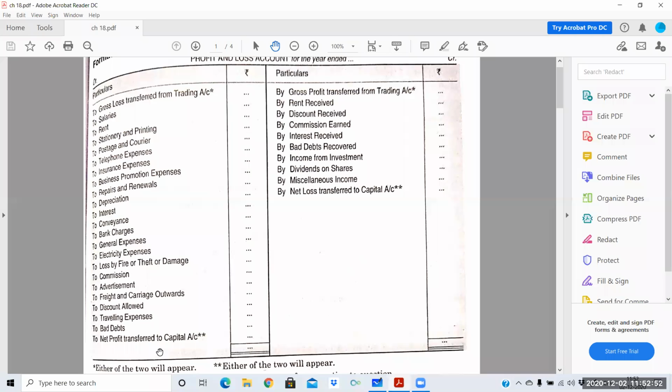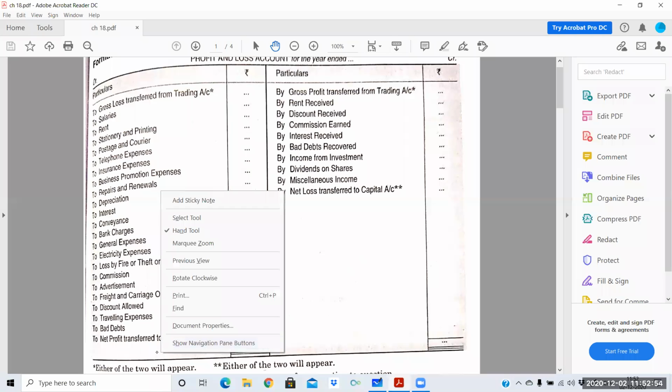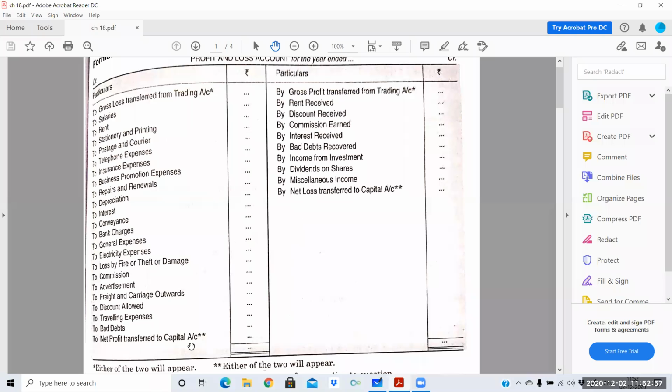If net profit, then you are going to write on this side, and this net profit will be transferred to capital. As we are doing the sole proprietor question, profits are only for the sole proprietor. And what is representing the sole proprietor in the business? That is capital. So it will be added in the capital account. And if there is net loss, you get the balancing figure on the credit side. So you will have the net loss, and that will be subtracted from the capital while making the balance sheet. So this is all about profit and loss account.